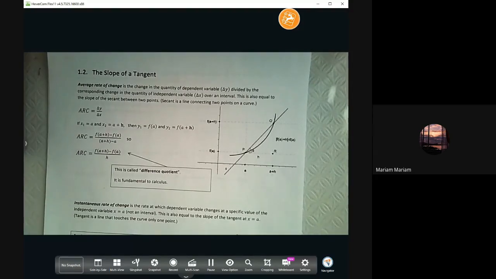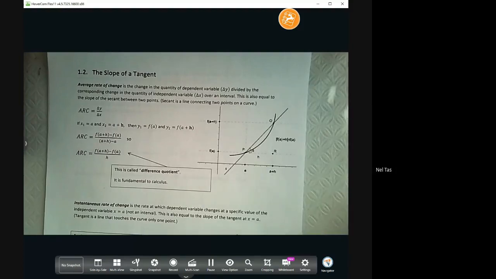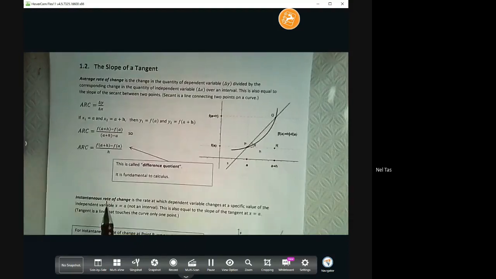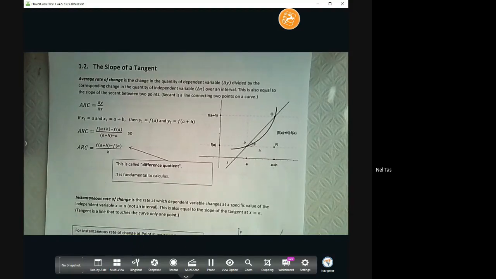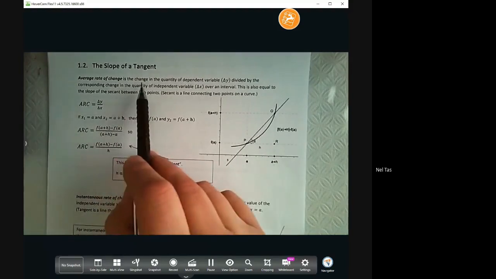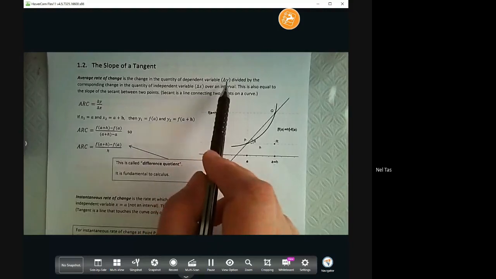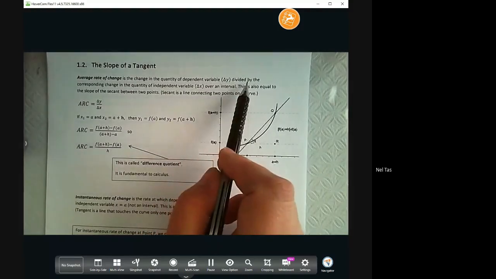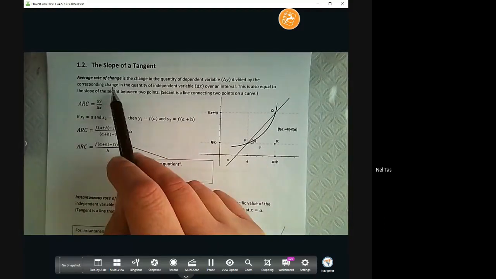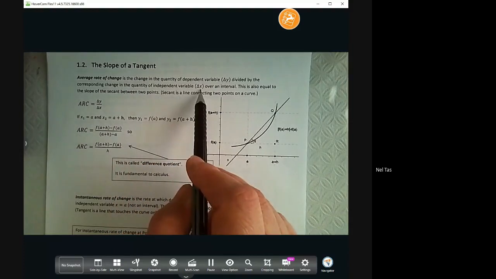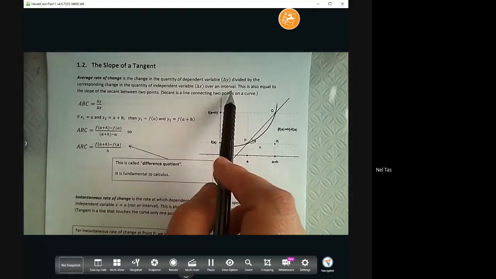All right. So 1.2, slope of a tangent. So we will talk about average rate of change first, then instantaneous rate of change. So average rate of change is the change in the quantity of dependent variable y divided by corresponding change in the quantity of independent variable x over an interval.